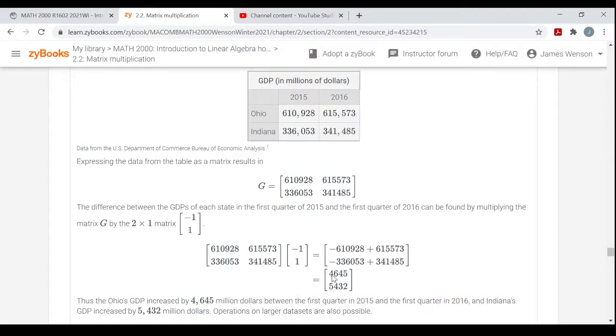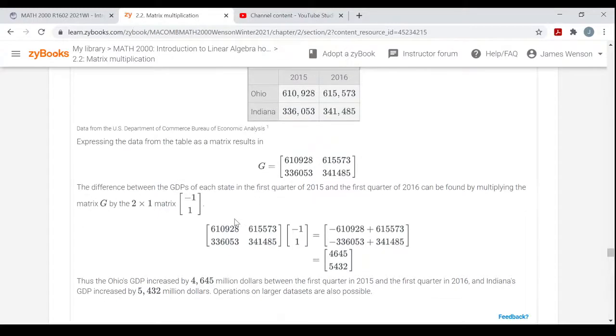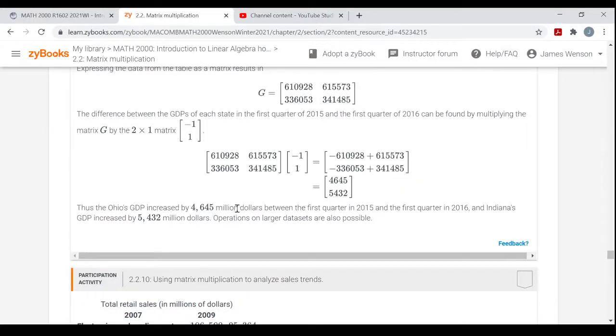So this value here, this 4,645, that's just the difference between these two first row values, or the difference between the first quarter GDPs for these 2 years in Ohio. Right? And then the second row, this 5,432, that's just the difference between the GDPs for each year in Indiana. Okay. So, again, numbers can mean something, and matrix multiplication can help us determine certain things like differences here and whatnot.